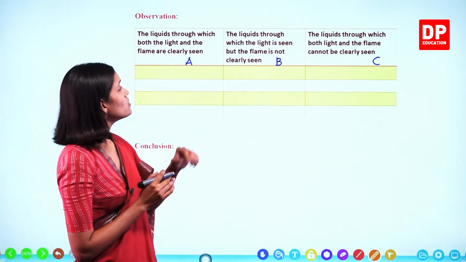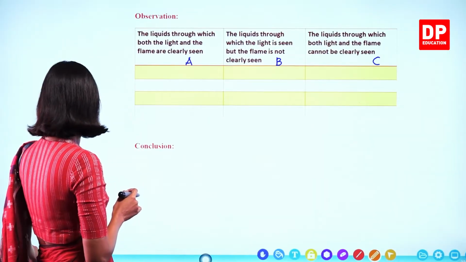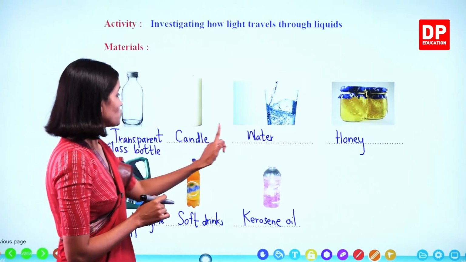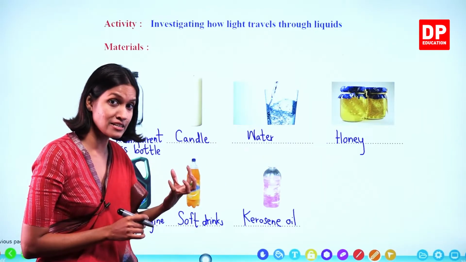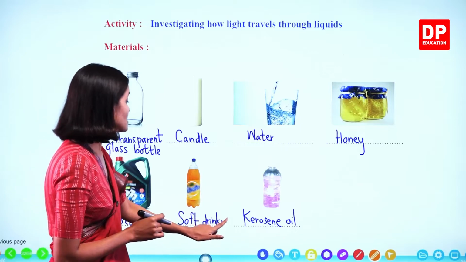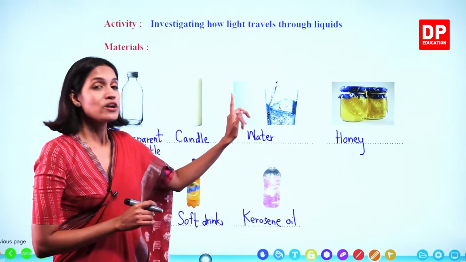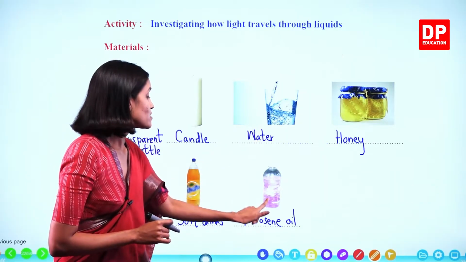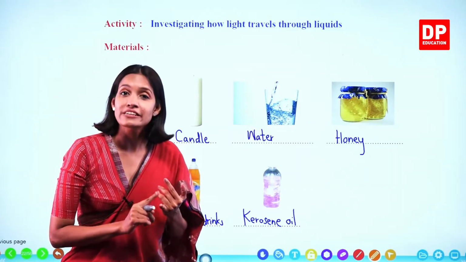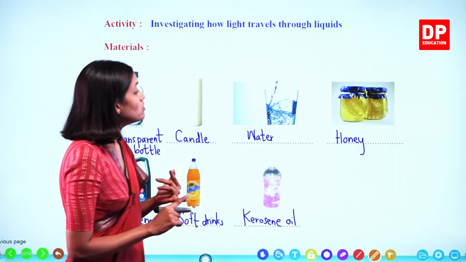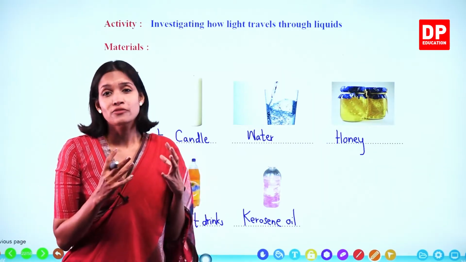Okay, children? So from the liquids we used in the experiment, what are the liquids we used? Water, honey, used engine oil. It was a black color solution, right? Soft drinks and kerosene oil, right? So it was very clear when you look through water and kerosene oil, you could see the candle and the flame very clearly, right?